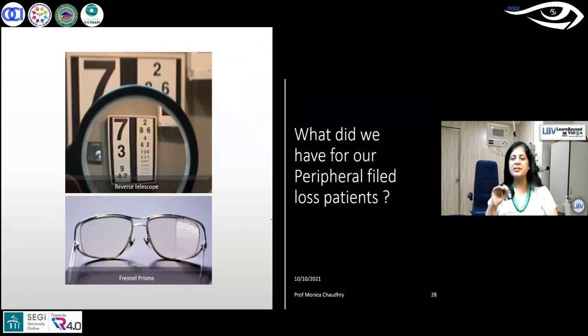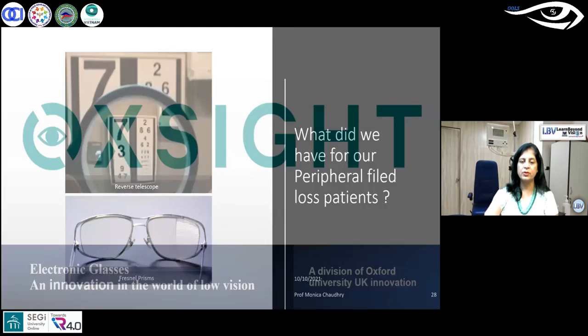So next, the last part I will be talking about. So far, what did we have for our peripheral field? We only had that reverse telescope, and I'm talking about the 80s and 90s, that doorbell kind of thing. It never worked. My prescription only went to one patient in my lifetime. And yes, I had learned about these Fresnel prisms also, for hemianopic patients. We had a very limited number of patients whom we could help. The contrast goes down in hemianopic patients also if they have had multiple problems. And yes, the diffraction itself causes a problem.